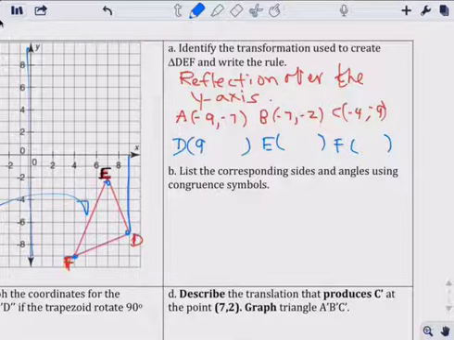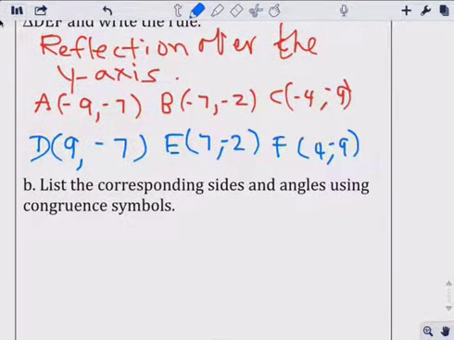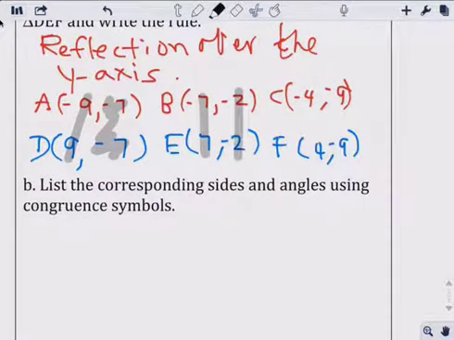D is 9, -7. E is 7, -2. And F is 4, -9. If you look at this, the numbers are the same. The only difference is the X is its opposite.